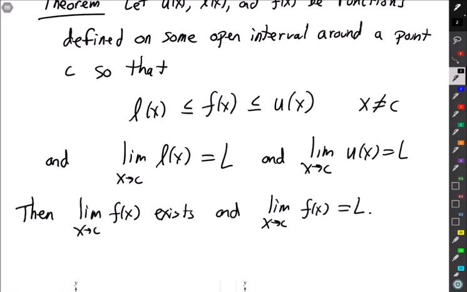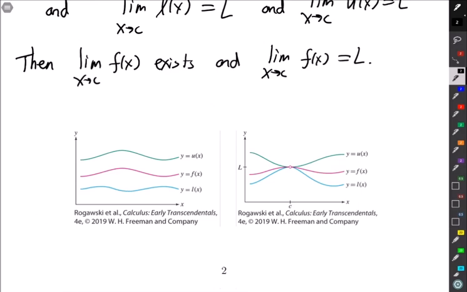Right, keep in mind, I did not need to assume that the limit of f existed before I got to this last line. I got that for free as a conclusion of the theorem. Let's look at some pictures of this and see what these functions must look like. So here are the main pictures you want to have in mind for the squeeze theorem.